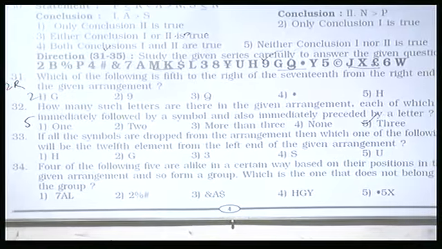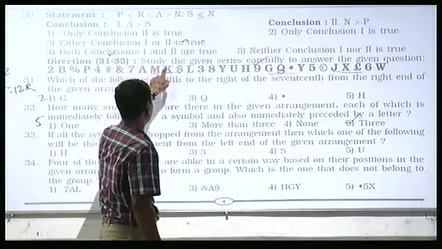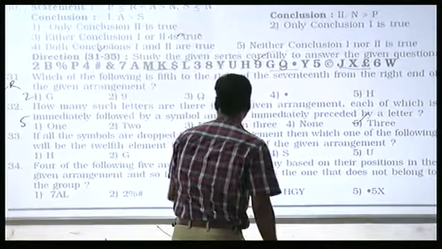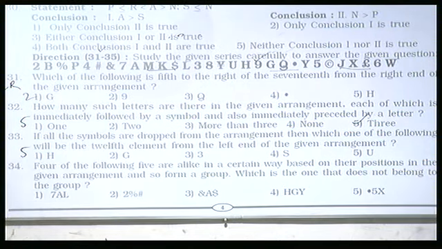And if all the symbols are dropped from the arrangement, then which of the following will be the 12th from the left hand? Without symbols, count the 12th element. 1, 2, 3, 4, 5, 6, 7, 8, 9, 10, 11, 12. What is the element here? U. Where is it given? Choice 5.